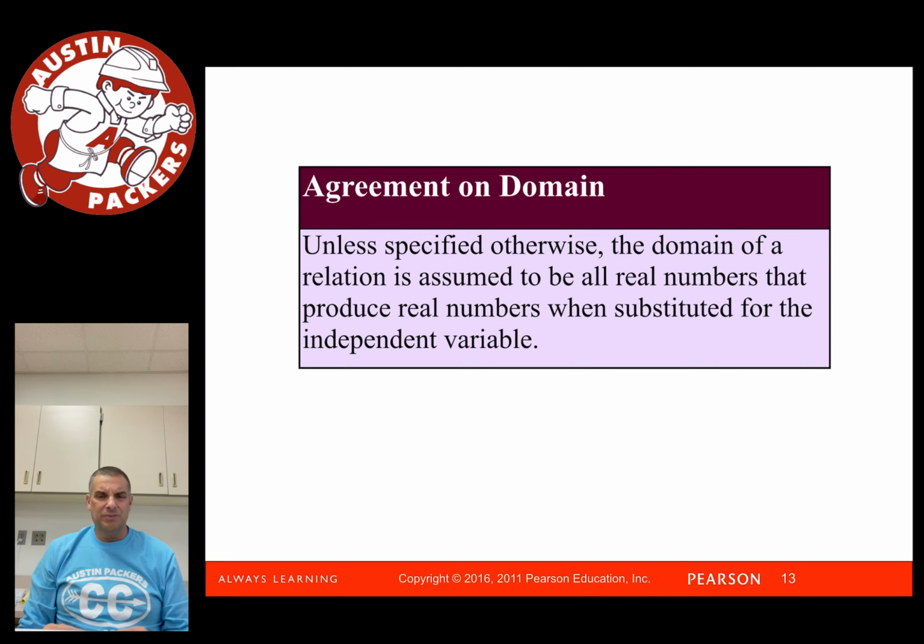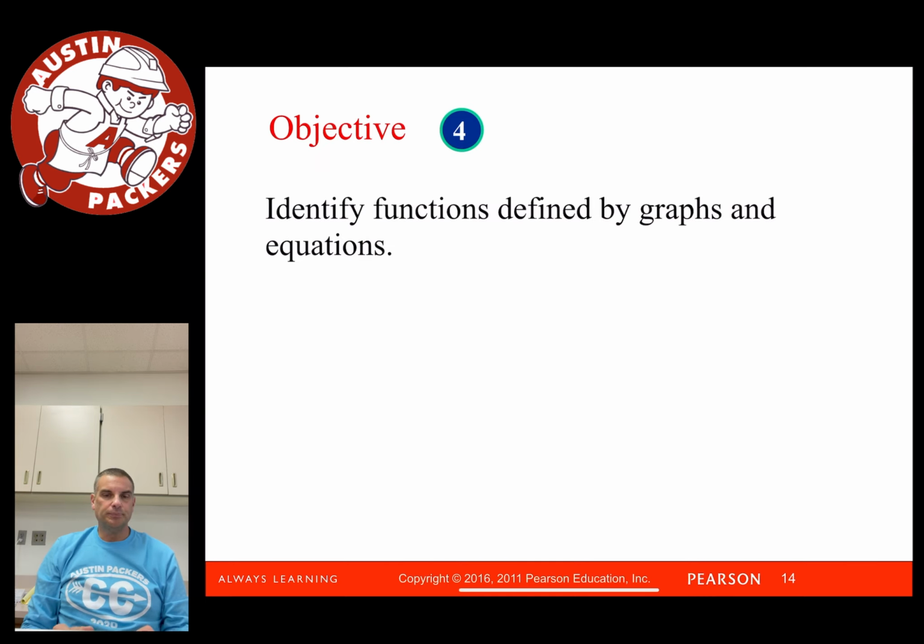Kind of an agreement on domain, and this is kind of a general statement. Unless specified otherwise, the domain of a relation is assumed to be all real numbers that produce real numbers when substituted for an independent variable. So unless they give you certain ordered pairs, you're going to assume that a domain is all real numbers when we're looking at the things that we're looking at today.